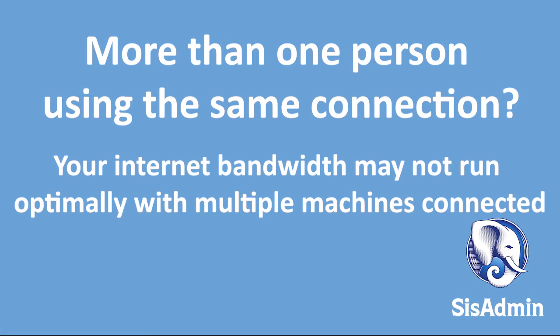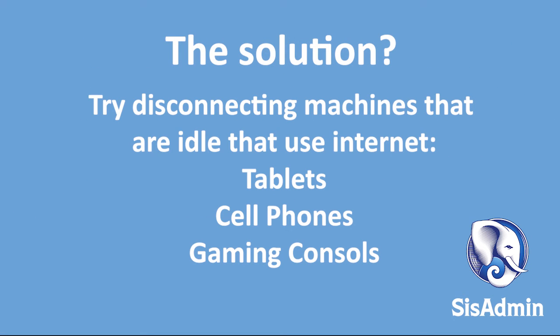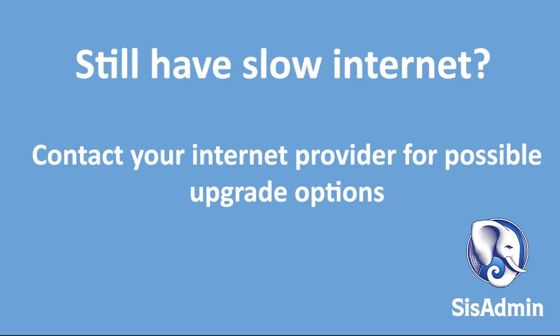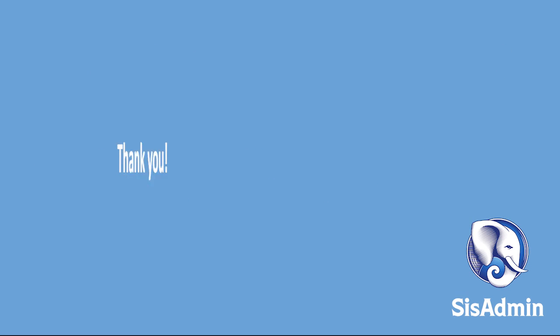However, if you have multiple people in your home using the same internet connection at the same time, the bandwidth of your internet may not be enough to support faster speeds to you and others using your connection. To remedy this, you can disconnect machines that are not actively using your internet connection, like turning off any gaming consoles or putting your phone on airplane mode. It may not improve significantly, but it can make your computer run a bit faster. If your internet speed is too slow, you may consider contacting your internet provider to see what kind of upgrade options are available.